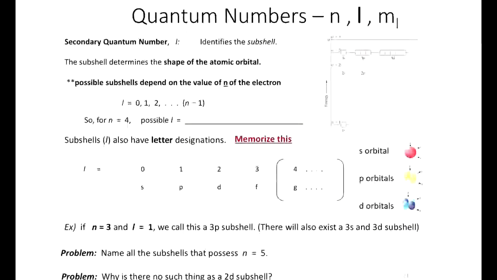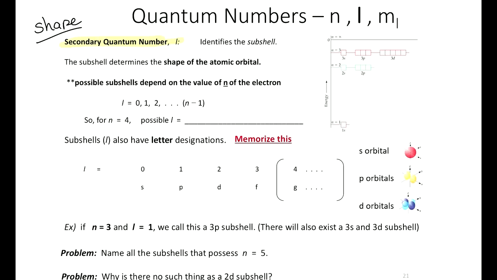The second quantum number, L, or our secondary quantum number, this says it identifies the subshell, but I like to think of the L quantum number as shape. Okay, the L quantum number tells us our shape. And so the possible L values we can have, the possible shapes we're allowed to have, depend on the n value that we're in. And so here's the rule.